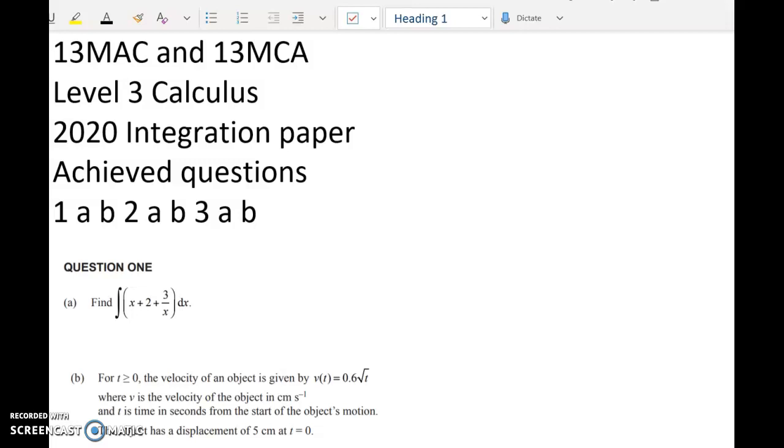Kia ora koutou. Here are the achieved questions from the 2020 integration paper. There are 6 of them and I'm going to go fairly quickly through all of them.